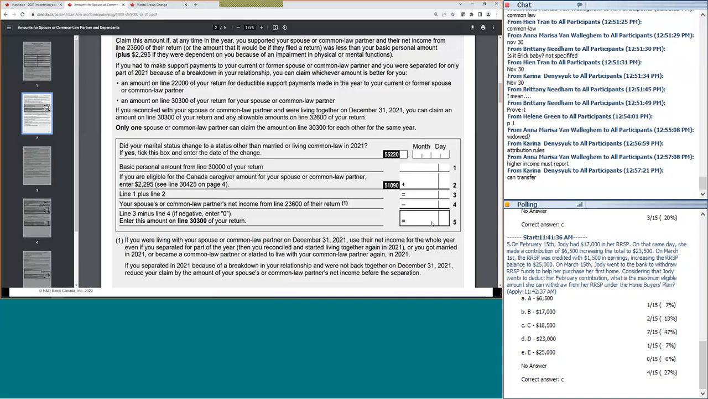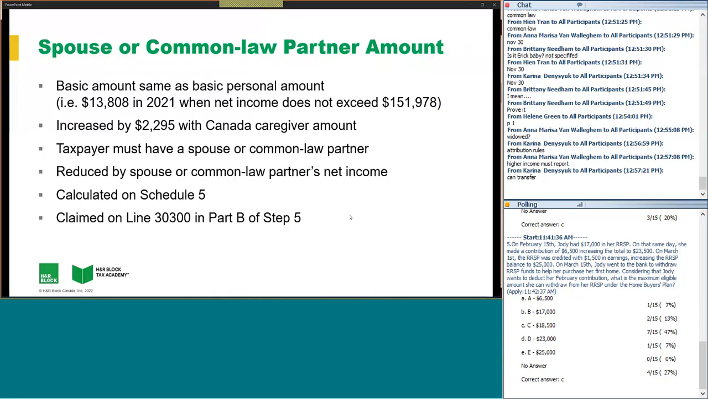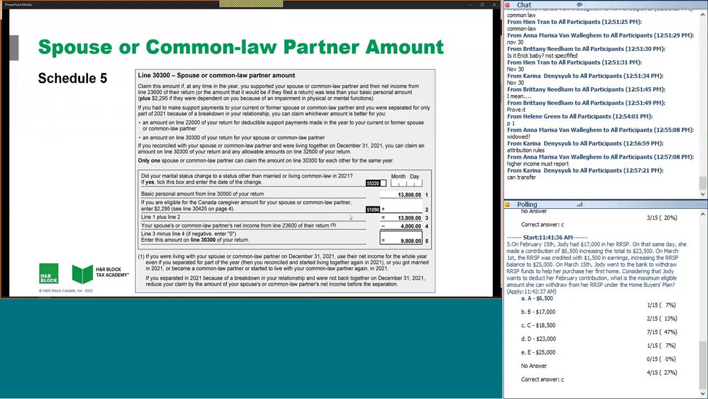So now that you know how spousal amounts work, you should also go back to Chapter 7 and make sure you're confident in how dividends work. Okay, so I have tied those two pieces together. We've shown you a Schedule 5. That is the spousal amount.